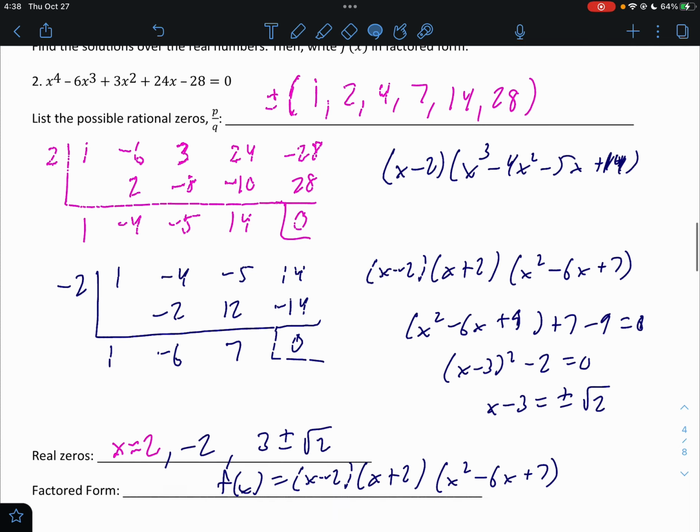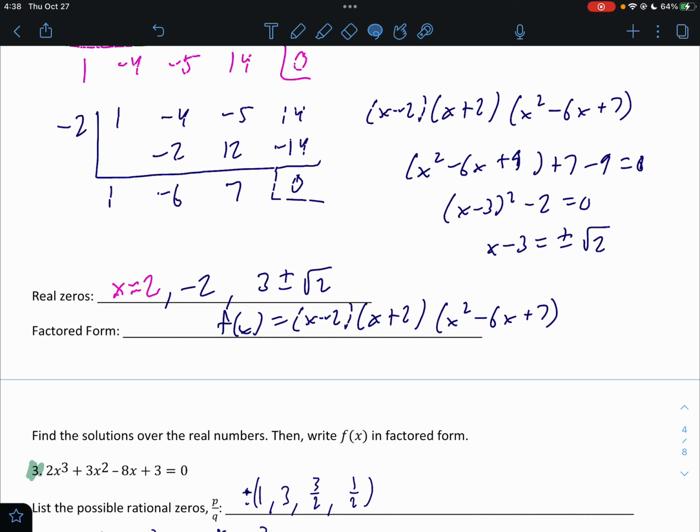Okay, at this point, I would like you to stop this video and try number 3. Actually, at this point, let's just make sure we get the possible rational zeros correct for this one, and then you can try this one from here. So the rational zeros here, factors of p are 1 and 3. Factors of q are 1 and 2. So we put 1 and 3 divided by 1 and 2, and we get 8 possible rational zeros, as you can see there.